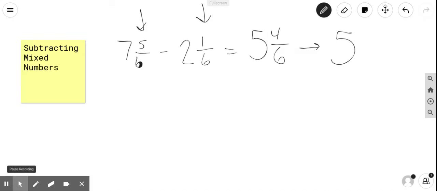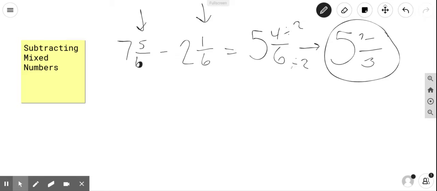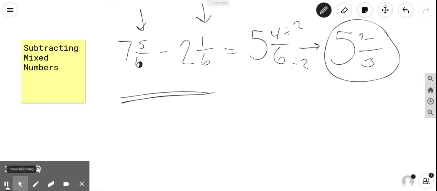And then I have to think, what can 4 and 6 be divided by? They can both be divided by 2. 4 divided by 2 is 2. And 6 divided by 2 is 3. So 5 2/3 is my final answer for this one. So when it's set up like this, it's really pretty easy. Let's do another one that's just like that.